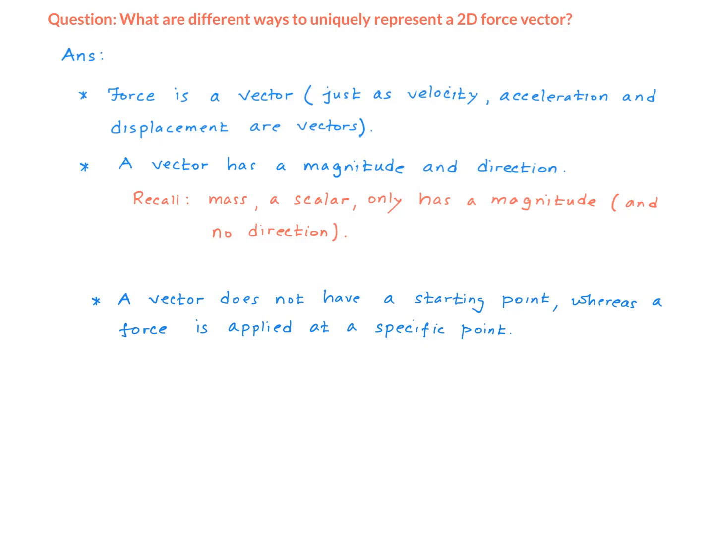A vector doesn't have a starting point. It only has a magnitude and direction. Whereas a force has both the magnitude and direction, but is also applied at a specific point. So if you're looking for one difference between the mathematical idea of a vector and a force, this is it. The force has a starting point.